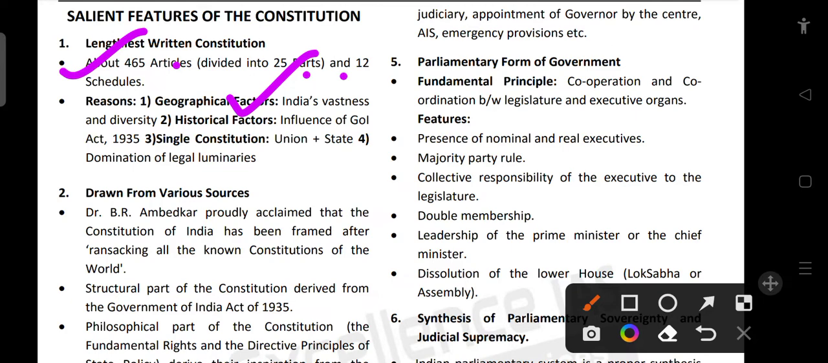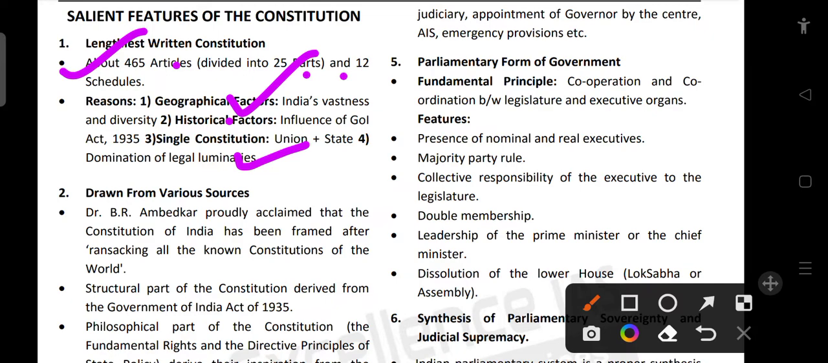And the next factor is historical. Most of the things were derived from the Government of India Act 1935, which itself was bulky. So because of that historical influence, the document has become bulky. The next reason is a single constitution. For example, in the US, they have different constitutions for union and state, whereas in India, we have only one constitution for union and state.